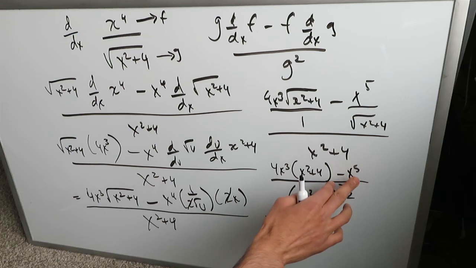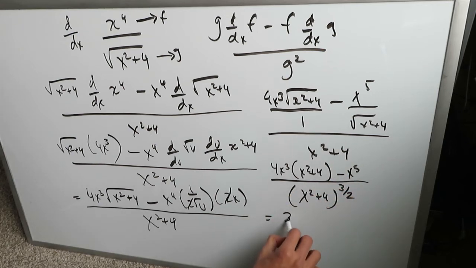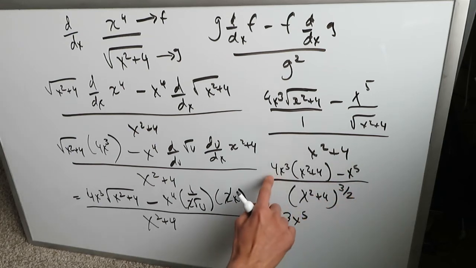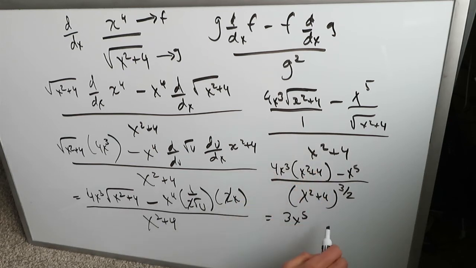Minus from that, x to the power of 5 would be 3x to the power of 5. 4x cubed times this 4 would be 16x cubed plus 16x cubed, and you'd have your final denominator here, x squared plus 4 to the power of 3 over 2, and we're done.